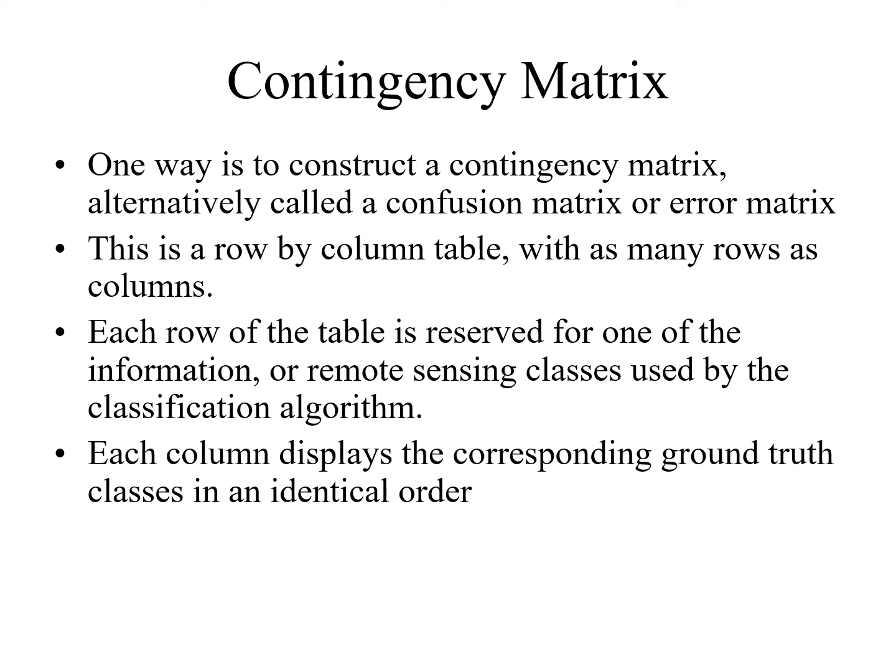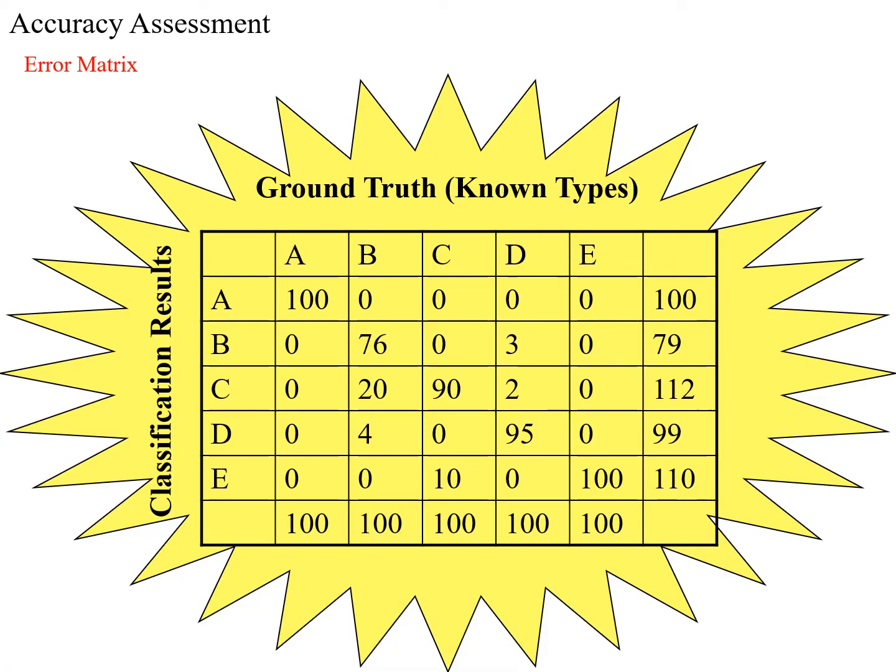One way is to construct what's called a contingency matrix, sometimes called a confusion matrix or an error matrix. This is just a row by column table with as many rows as columns. Each row of the table is reserved for one of the information or remote sensing classes used by the classification algorithm. So information class here means those based on field data. And then each column displays the corresponding ground truth classes in the same order as the classes are in terms of the rows. And that's what it looks like.